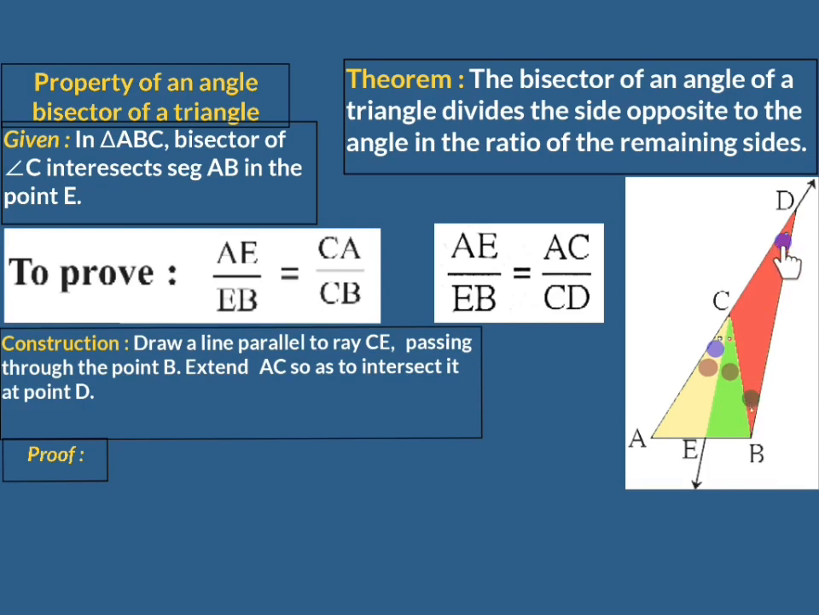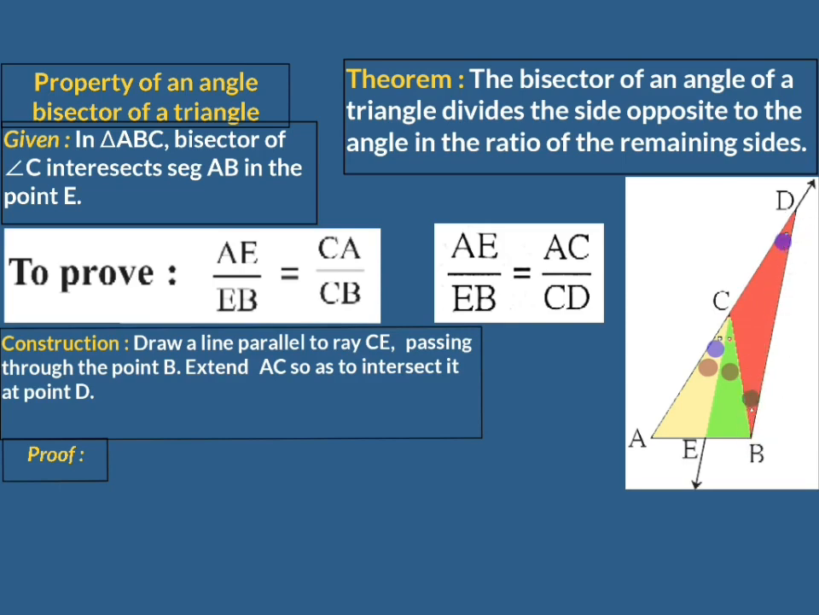Listen again. First angle is congruent to second, corresponding angles. Second angle is congruent to third angle, given, and third angle is congruent to fourth angle, alternate angles. Hence, from these 3 statements, we will get first angle is congruent to fourth angle. Hence, angle CDB is congruent to angle CBD.